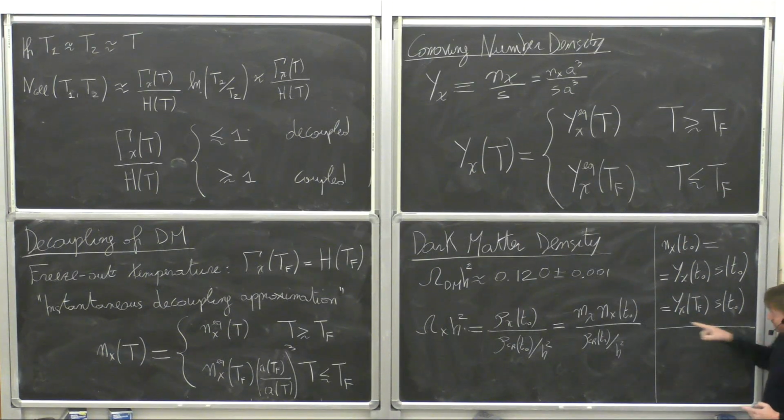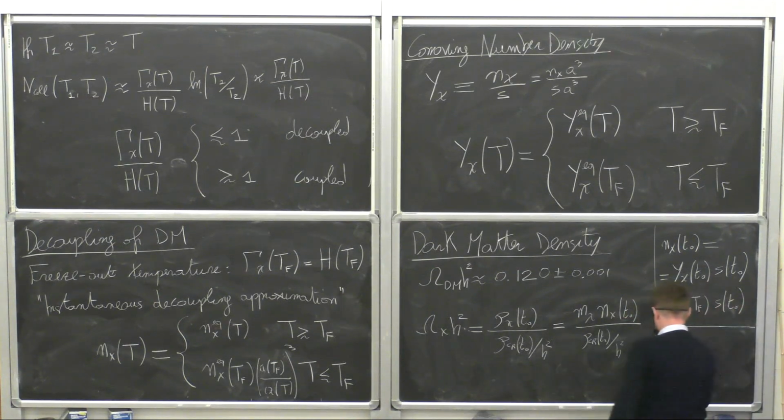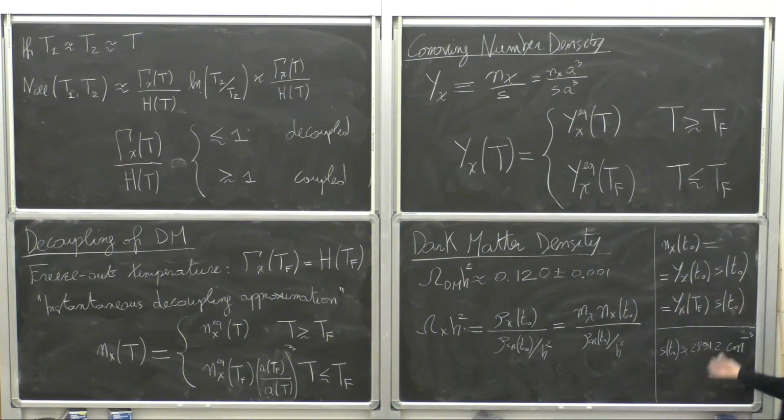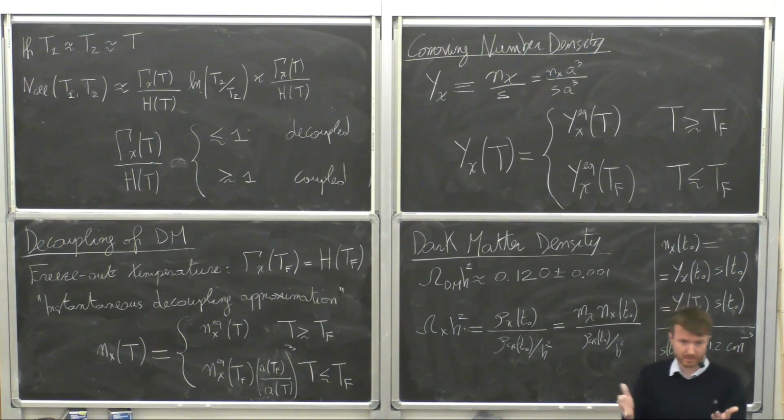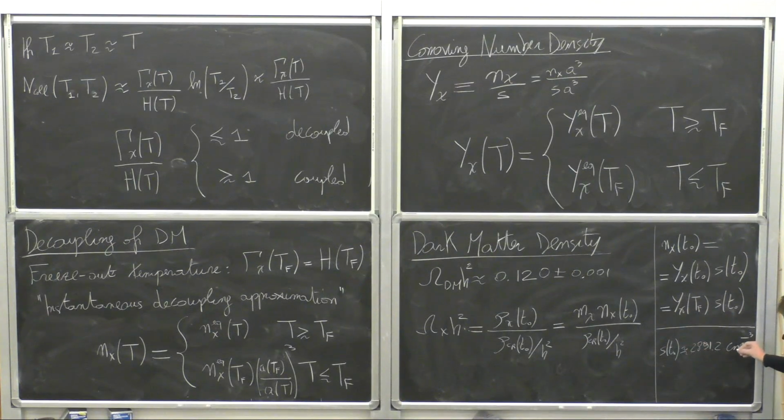Okay? So in this equation, I have a quantity s of T0. This is a number that we know, 2,891.2 centimeter to the minus 3. This is the entropy of the universe today. You can compute it. You have the equation, you compute all the g star. You have to account for the fact that neutrinos have a different temperature than photons, but it's something we can do, okay? And so everything is known with the only exception of this.